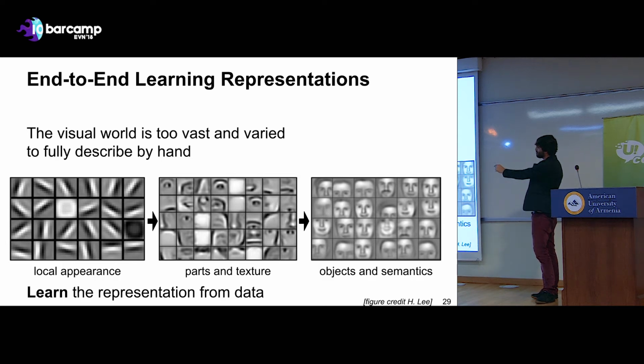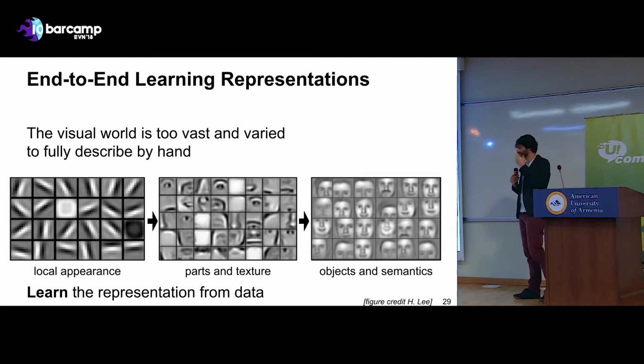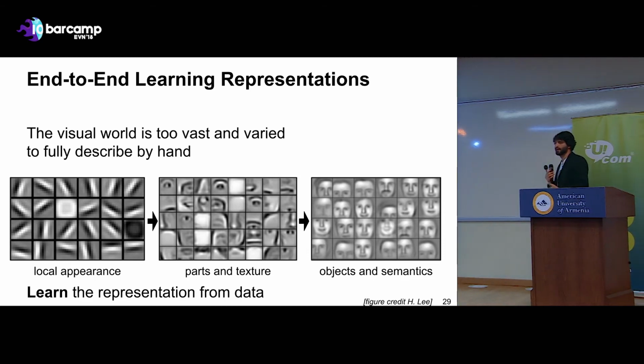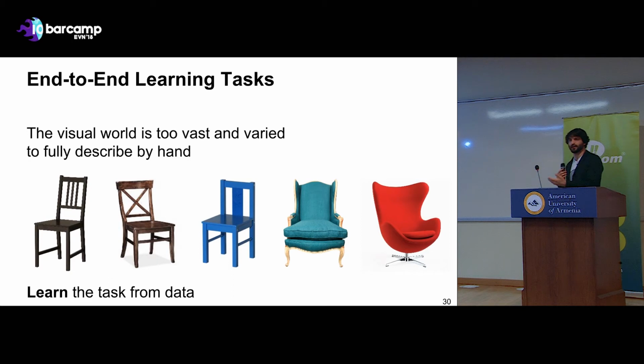So going from very local appearance, just edges, to parts and textures, like eyes and noses, and finally whole faces. And it does this on its own. And likewise, it can capture very varied tasks, like even defining a chair. Such a common object is quite difficult if you think about how many varieties there are. But if we can collect a lot of examples, we can learn this.